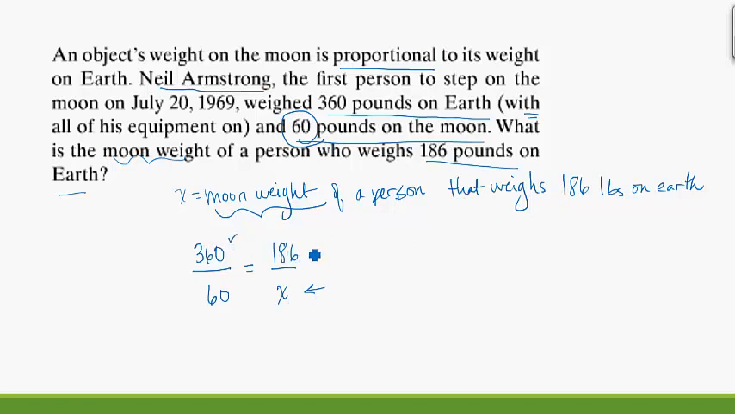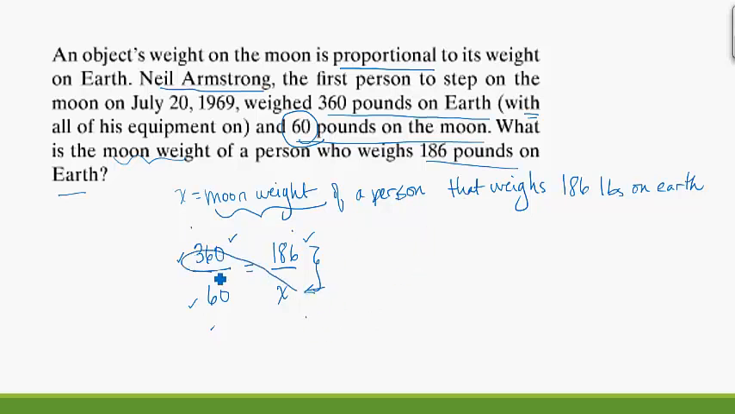So this corresponds to this because they're both our Earth weights. This corresponds to this because they both are from Neil Armstrong. That 360 and the x don't have anything to do with each other. These both relate to that person that's 186 pounds on the Earth. So Earth weight over moon weight, Earth weight over moon weight.